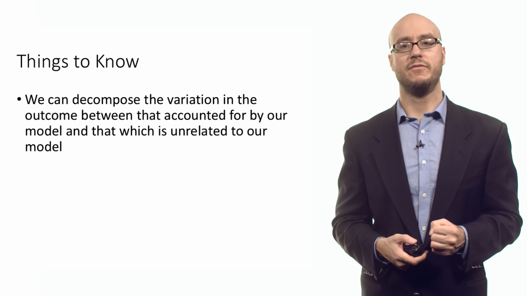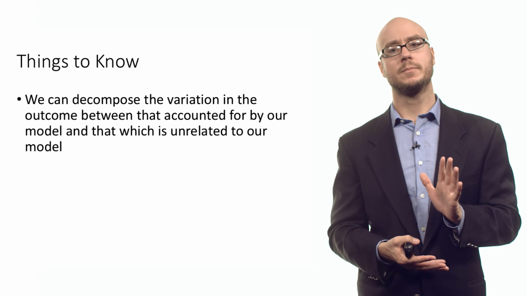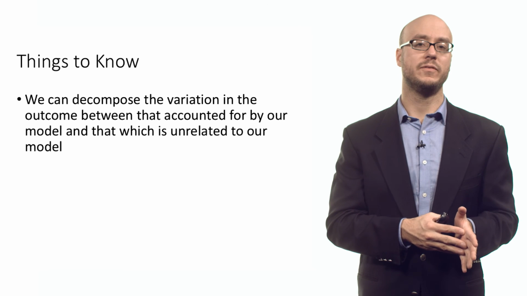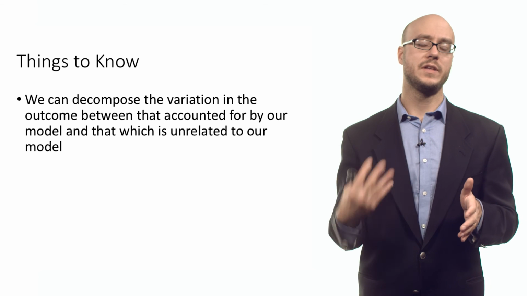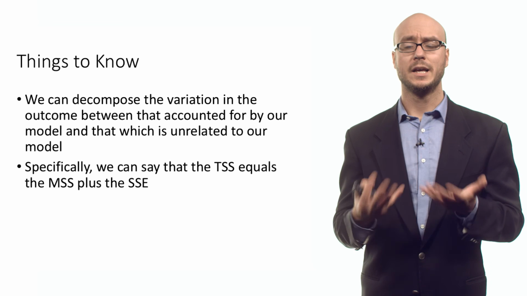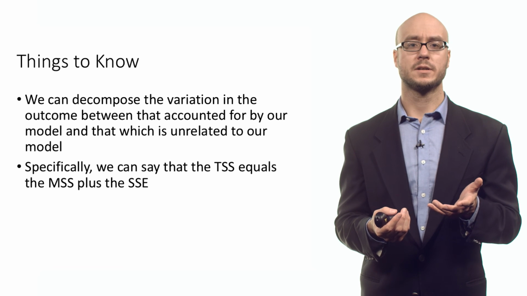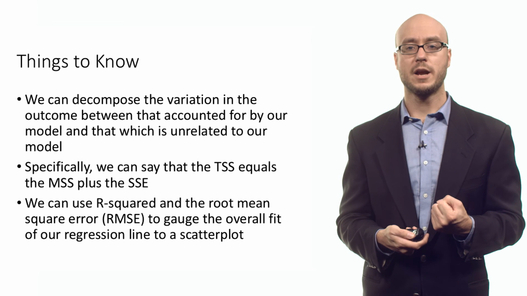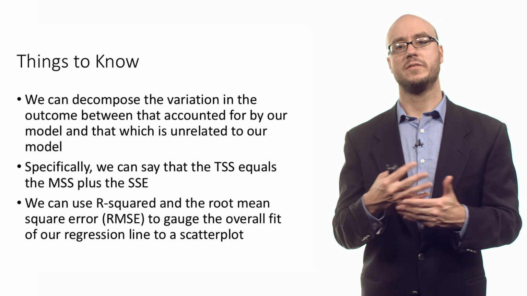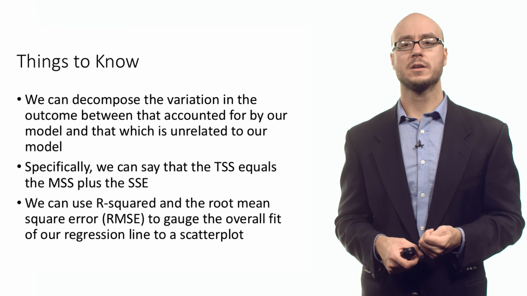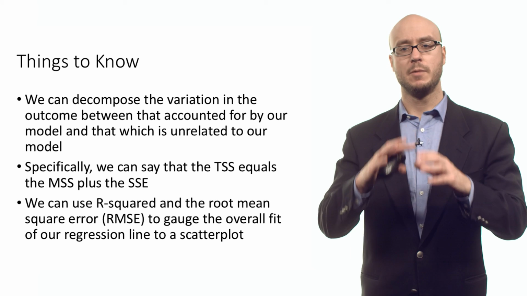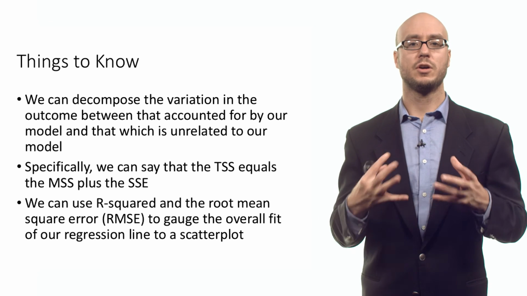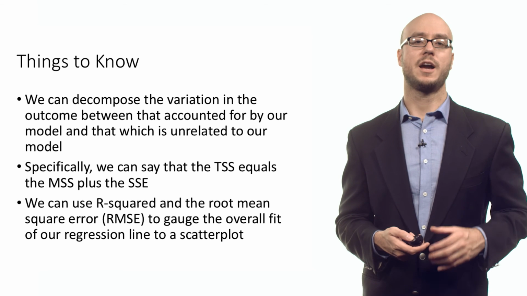So things to know about decomposing variation and measures of fit. We can decompose the variation in the outcome into that which is accounted for by our input variable, accounted for by a model, and that which is unrelated to our model. So we have the fitted part and the error or the residual part. And we can even say that the total sum of squares equals the model sum of squares plus the sum of squared errors. And then we can use this decomposition of the variation to calculate a measure of R squared and the root mean square error. The R squared is simply the model sum of squares divided by the total sum of squares. And we can use these tools to gauge the overall fit of our regression line to a scatter plot of data.